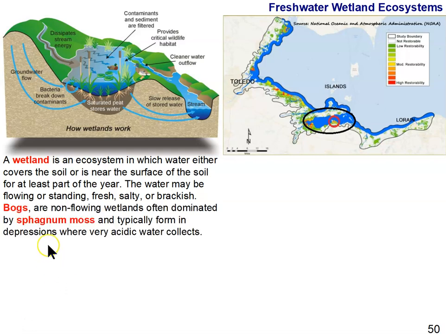A bog is just a depression. So, for example, in the diagram here, we're seeing that there's a stream coming into the wetland and a stream going out of the wetland. A bog doesn't have anything feeding into it, a stream feeding into it or feeding out.